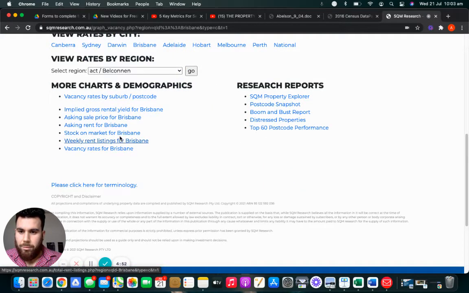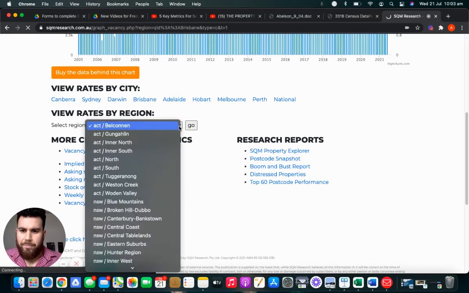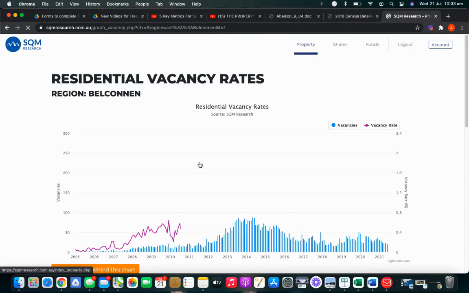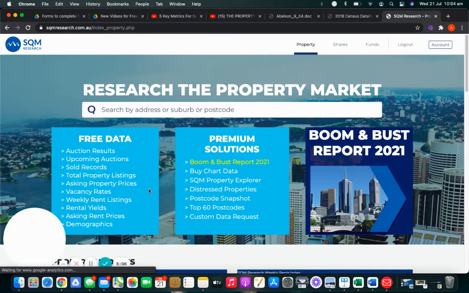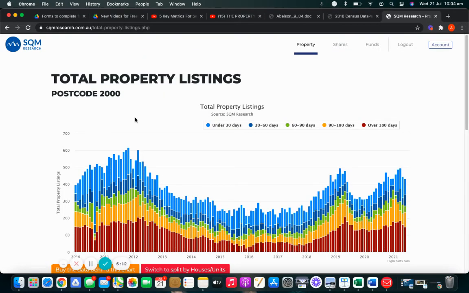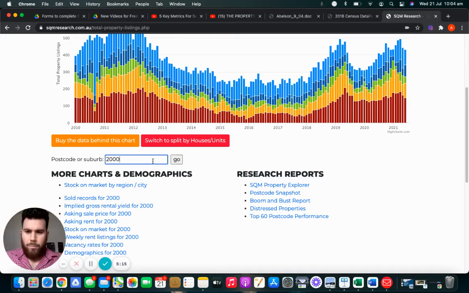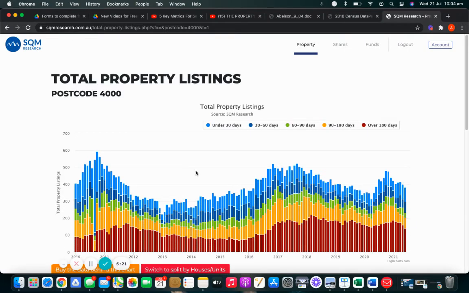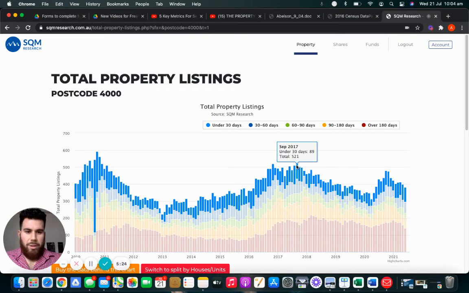Now, stock on market, days on market, or total listings. Where's total listings? I think it's not here. Let me go back to the property. Bear with me. So, let's put the right postcode in here. Now, we can see total listings have been dropping. Then we've seen they've come back up, and then they've now decided to drop again.